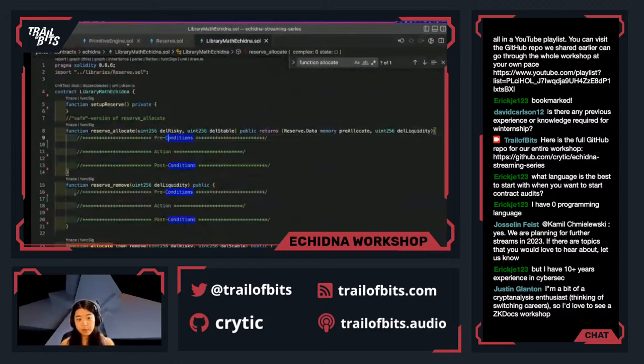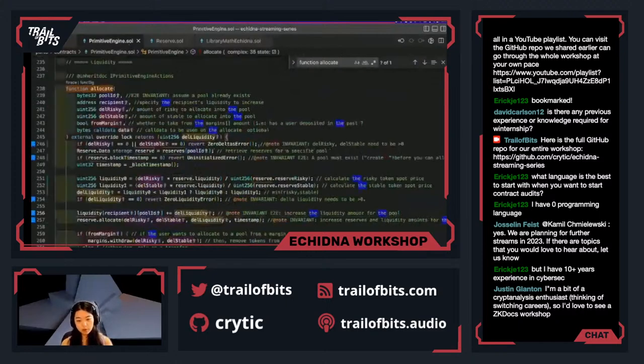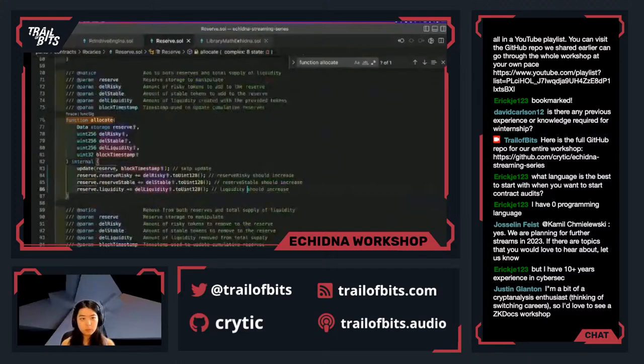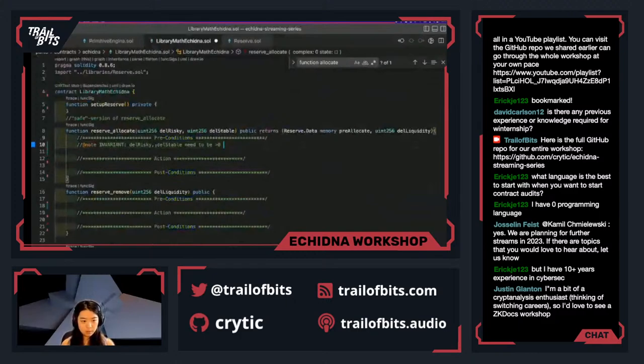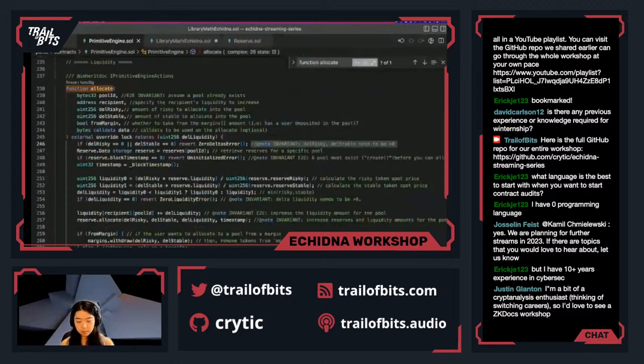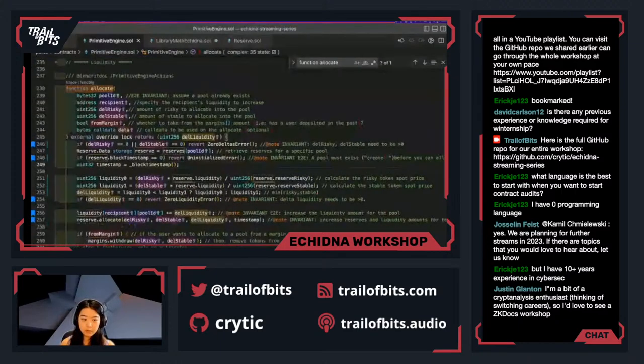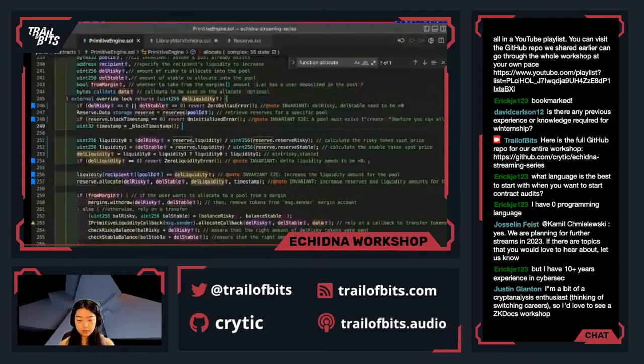For that, we can really just go back to pretty much all the lines in which we saw this invariant. So we can just change the order. We can copy this line so that essentially your del risky and your del stable have to be greater than zero. This calculation, because it's an end-to-end invariant and we're not going to be testing pool creation, we can skip. And this del liquidity is essentially how much liquidity is expected to be added to the system.